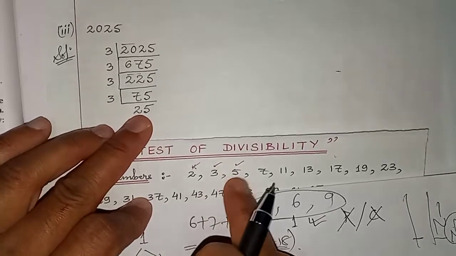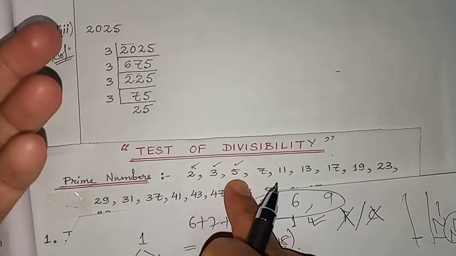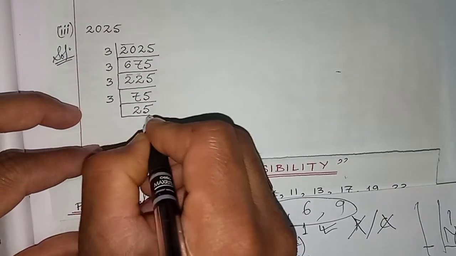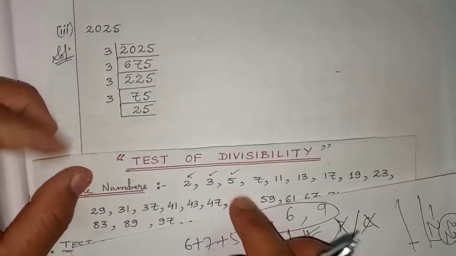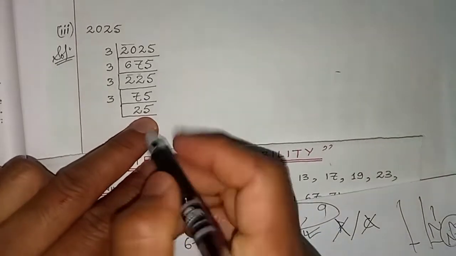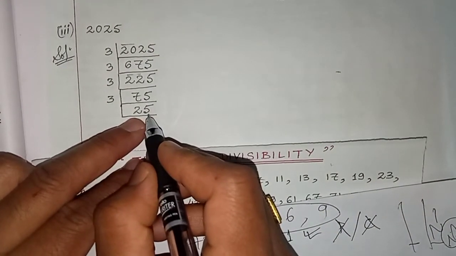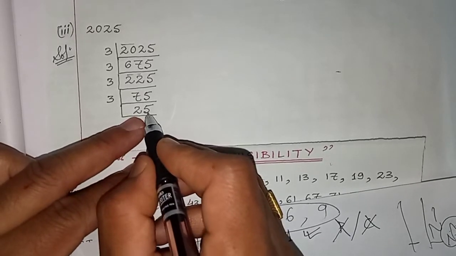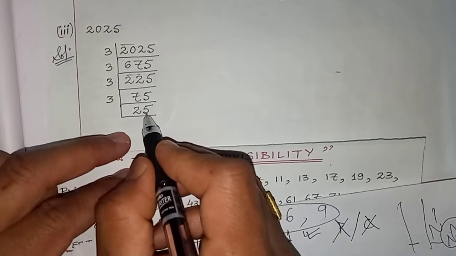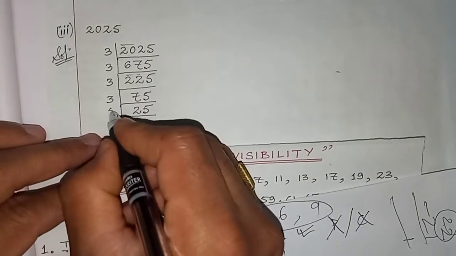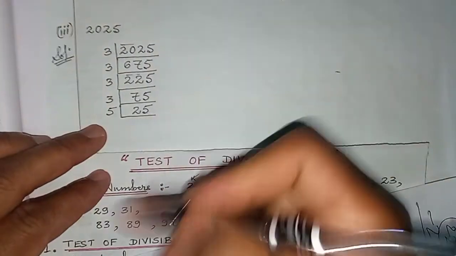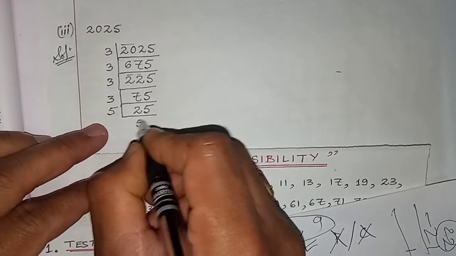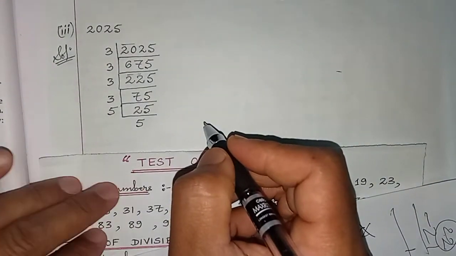Then whose turn now? The next prime number is 5, because we're doing prime factorization, so we should try 5. So let's divide this by 5. But what's the test for 5? Remember, you can divide a number by 5 only if the unit digit is either 0 or 5. In the test of divisibility video I showed you that. And since 5 is the unit digit, we can divide by 5. So recall the table of 5: 5 5s are 25. So we got 5.